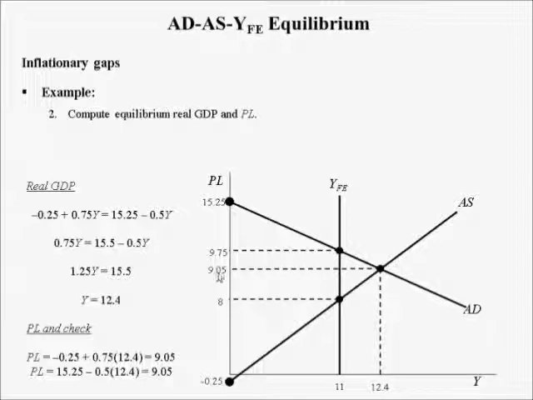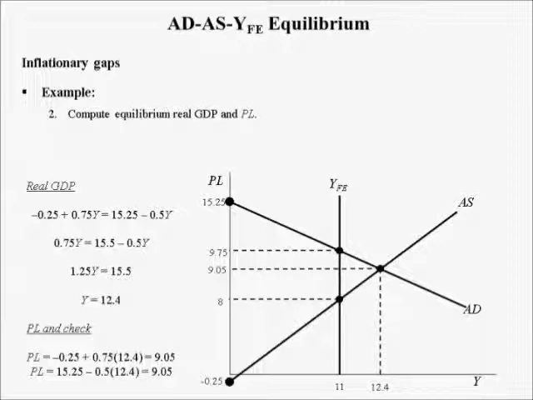That price level means GDP supplied equals GDP demanded, and that is greater than full employment output. So in this scenario, the unemployment rate, according to the Fed, would be too low.